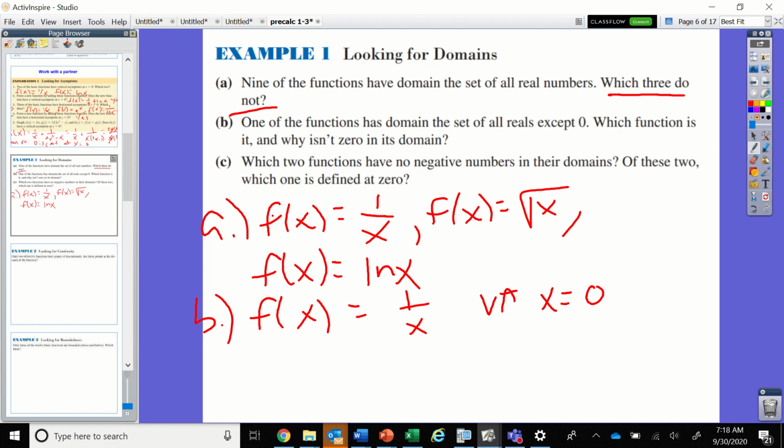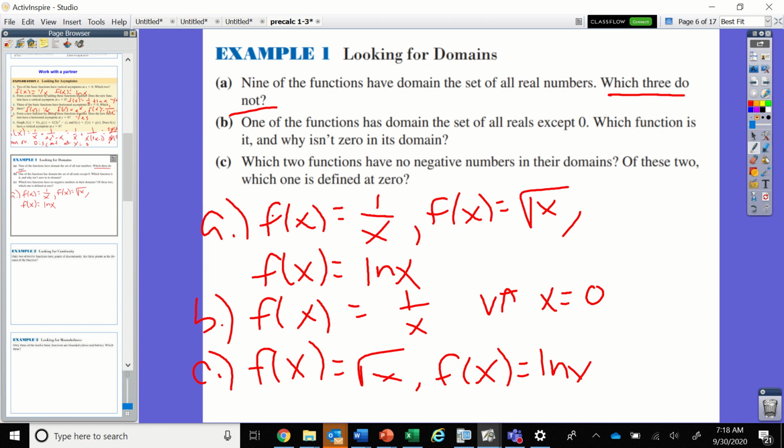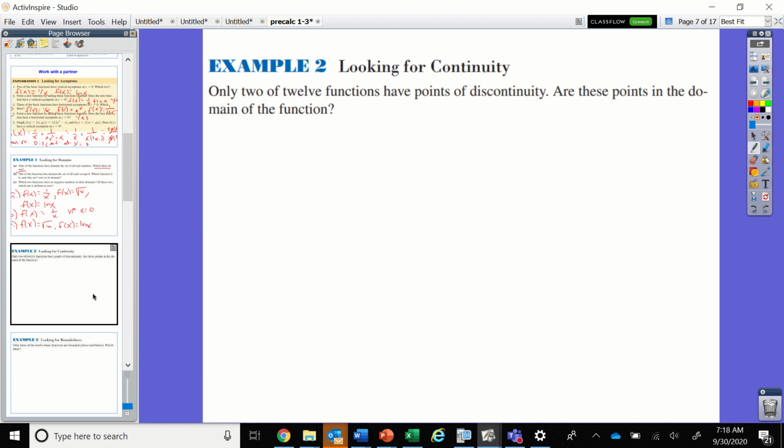And then the last one, part C, says which 2 functions have no negative numbers in their domains? No negative numbers, and we've seen that in our last one. We cannot have a negative number for the square root of x, and we cannot have a negative number for the natural log of x. Okay? So hopefully we did okay there. And again, as we move on to our next video here, I challenge you to pause the video, try it first, and then come back and see how you did once we discuss them.